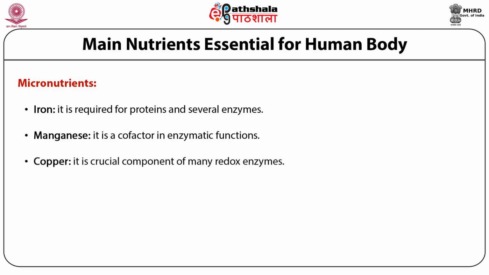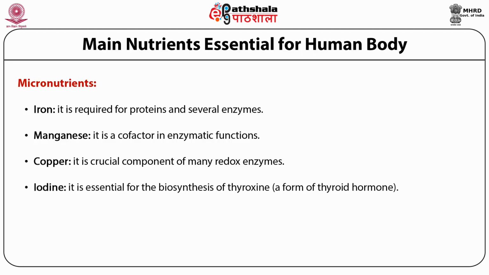Copper is a crucial component of many redox enzymes. Deficiency of copper leads to anemia or pancytopenia, which is a reduction in the number of red and white blood cells as well as platelets that may also lead to neurodegeneration. Excess of copper interferes with the formation of blood cellular components in the body. Iodine is essential for the biosynthesis of thyroxine, a form of thyroid hormone. Deficiency of iodine leads to developmental delay problems. Excess of iodine leads to malfunctioning of the thyroid gland.